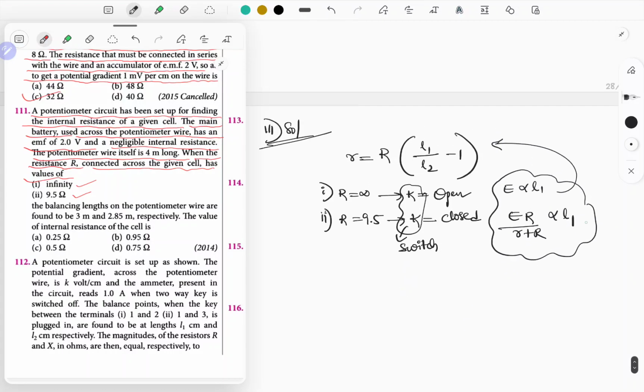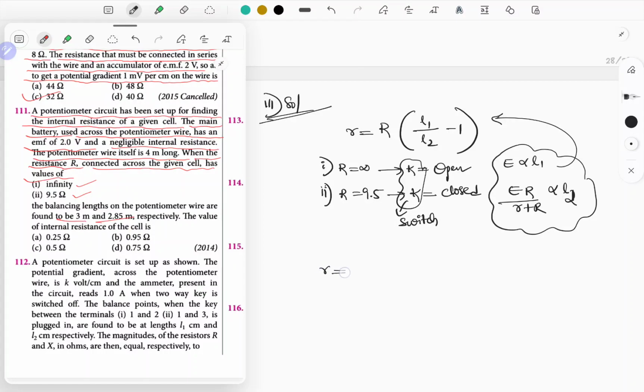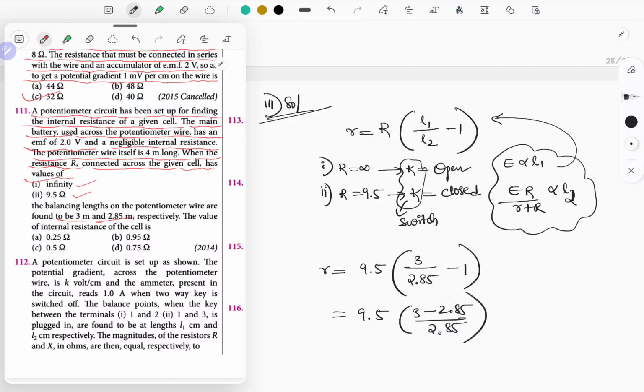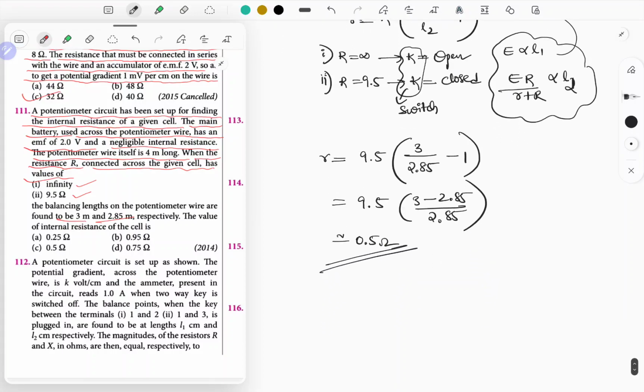Okay, so in this case, they have given balancing points L1 and L2. One is 3 centimeter, another one is 2.85 centimeter respectively. The value of internal resistance, small r, is equal to, what's the value of capital R? It's 9.5, where L1 is 3, L2 is 2.85, minus 1. So which is equal to 9.5 into (3 minus 2.85) divided by 2.85. If you solve this, you are going to get answer approximately equal to 0.5 ohm. Got it? It's a direct answer. So let's move on to the next one.